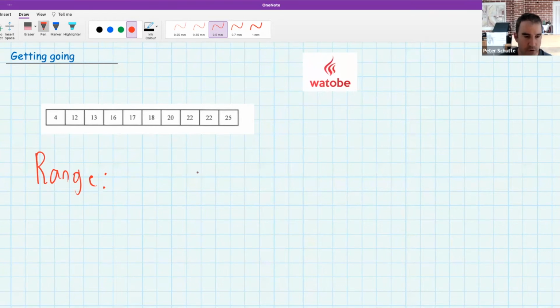Okay, so the first measure of dispersion. Calculate the range for me. What is the range for this data set?